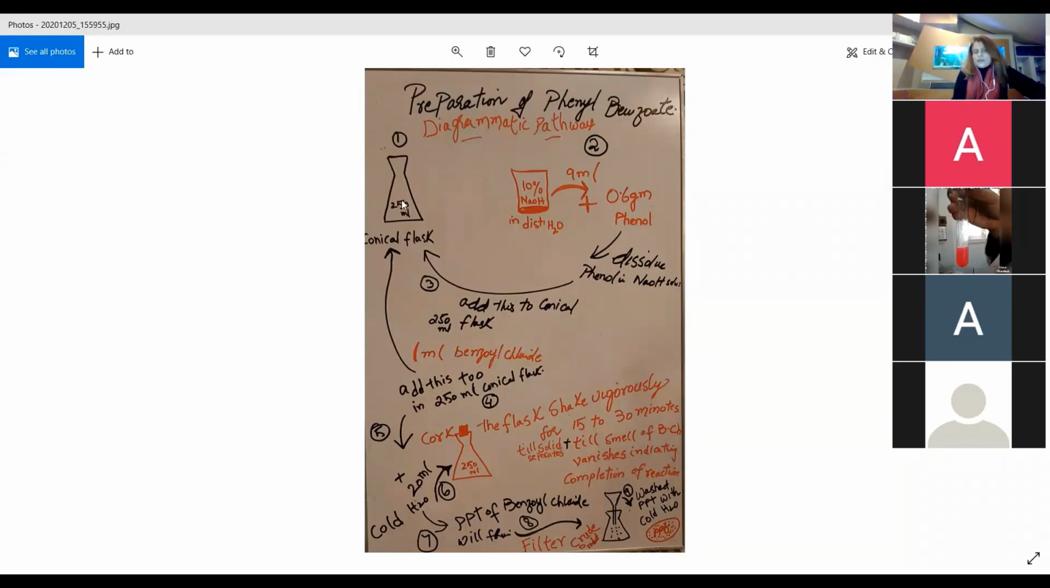Again, in the drop of sodium hydroxide, in which flask? In flask number 1 that contains your mixture number 2. In the same flask, you are going to add 1 ml of benzoyl chloride, right? After that, this is the 4th step, right?